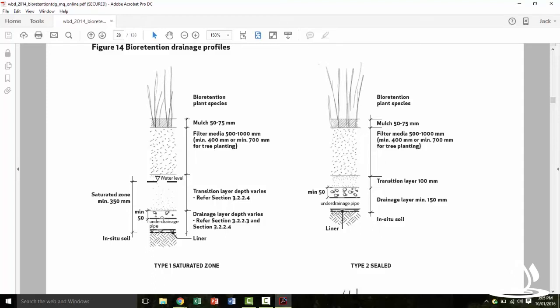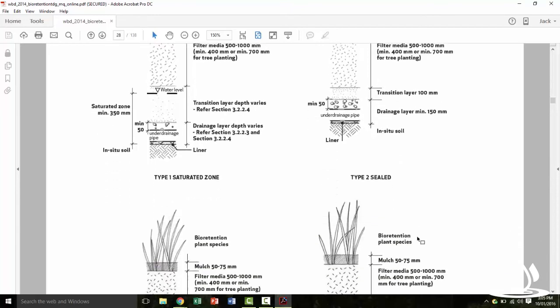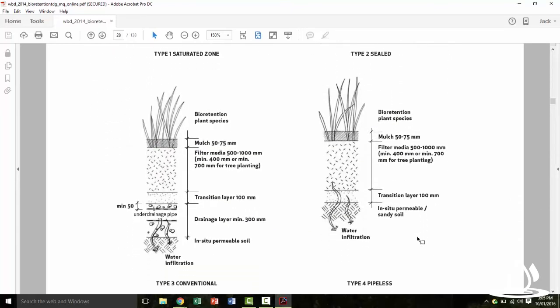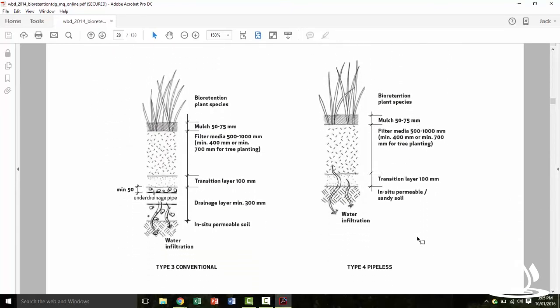Now here we'll skip down and go to the type 4 system. So as I mentioned with the type 3, it's good to infiltrate water into the ground. And in some circumstances, your ground might have so much capacity to infiltrate water that you don't actually need the under drainage pipe that you see on the type 3 system at all. And this is typically, at least in southeast Queensland, the only spot that this occurs is if you're right down near the beach.